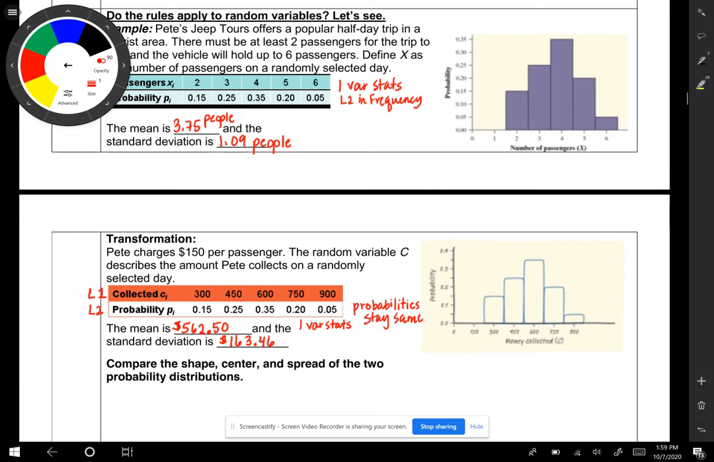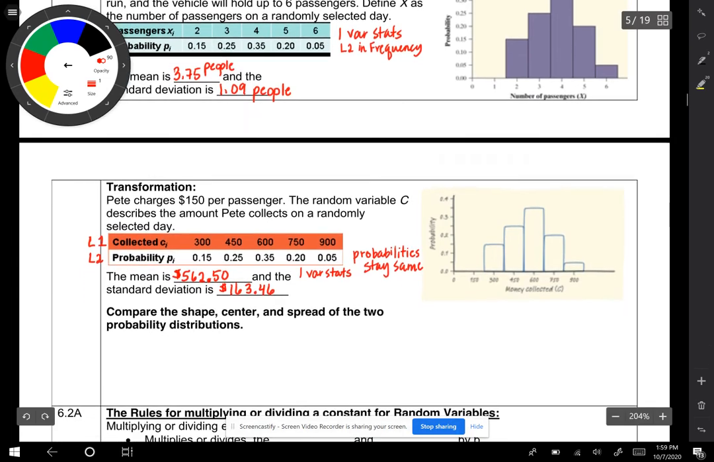So now we're going to compare the shape, center, and spread of the two probability distributions that we've done. If you look at the shape, it's the same. I mean, it hasn't changed any. So the shapes are the same.